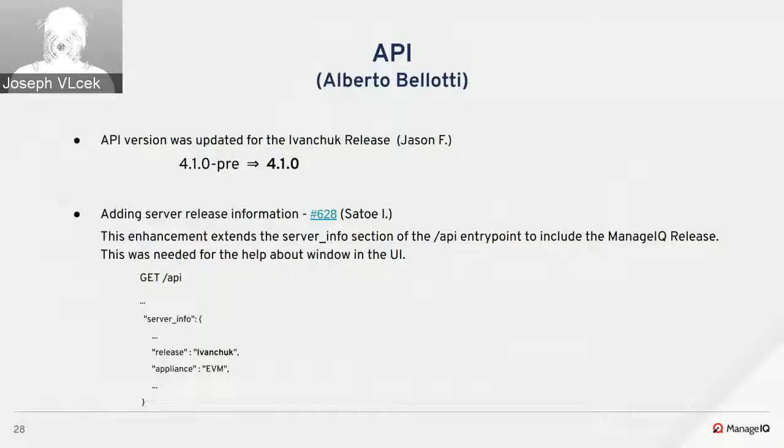Thanks, Joe. So with yesterday's gaps event check, Jason updated the API version. It's now formally 4.1.0 for that release. For the UI, Satori did the update to the API endpoint to return the name of the release of the appliance under server info. So that's for the help about in the UI.